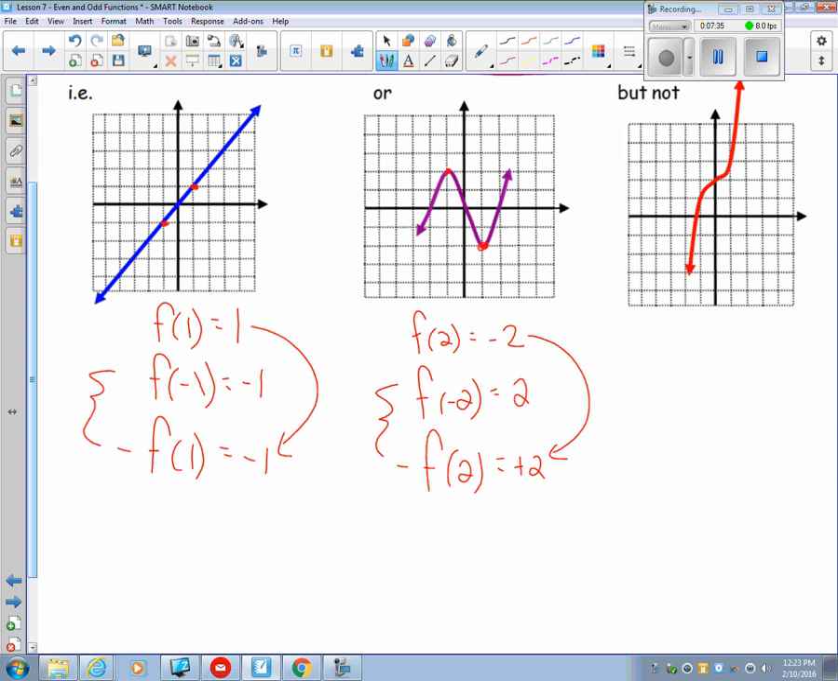That's odd. Okay, the third one is not. We can prove that. If I find f at 1, I get 3 this time. If I find negative 1, I get negative 1, which is right here. And if I took the negative of the original thing, I'd end up with negative 3. Are these two things the same? Definitely not. Not odd.